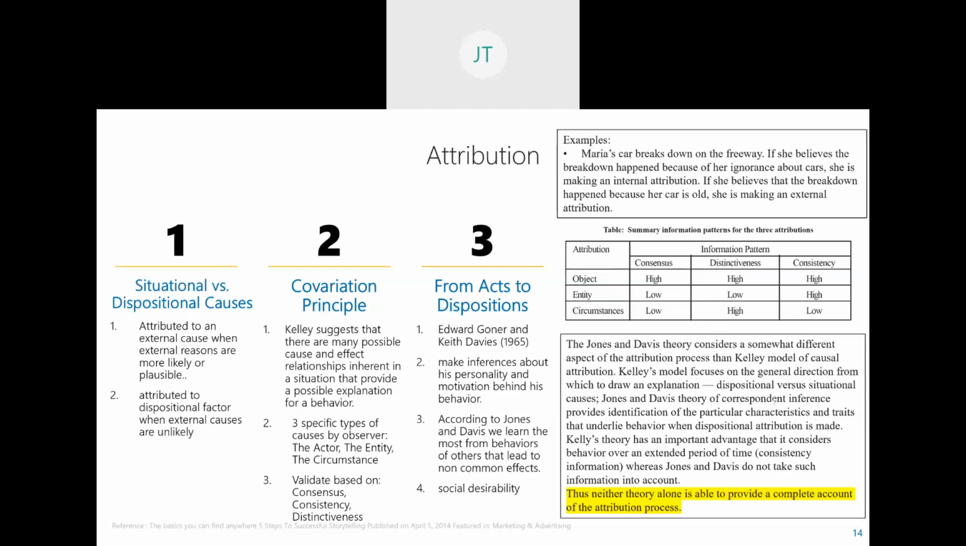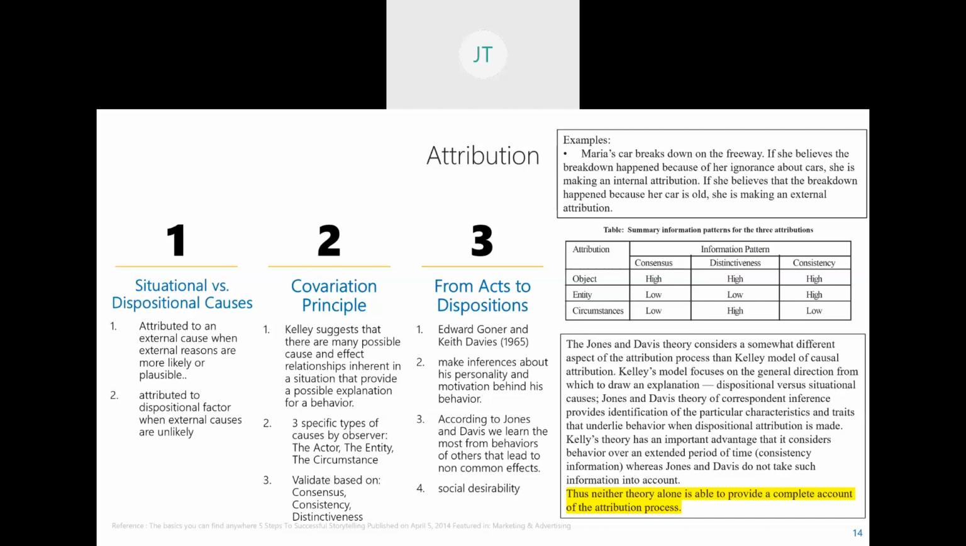The Jones and Davis theory, what it does is, its correspondent inference provides identification of a particular characteristic trait that underlies behavior when a dispositional attribution is made. So it doesn't go at a generic level. It tries to infer the outcome based on the particular characteristics and traits that underlie it. So if it is about Maria's car breakdown scenario, it would look at Maria's underlying mindset, the car itself, and so on. So it goes down to underlying characteristics.